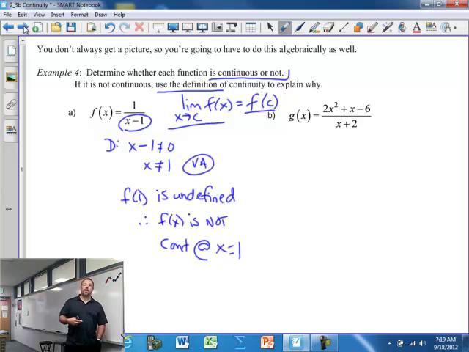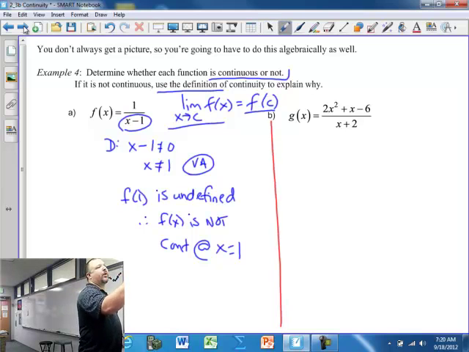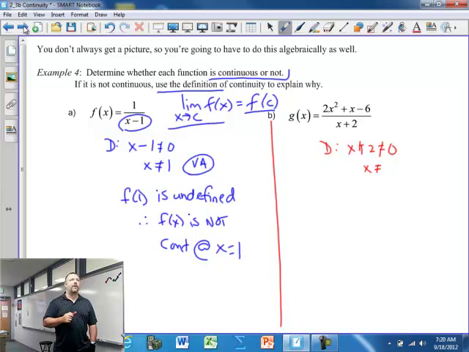Now, we could have checked the limit. We could have said that the limit as x approaches 1 is going to turn out to be positive or negative infinity, depending on which side of 1 we approach. It's not going to exist either. Either way, this fails for all kinds of reasons. Our second problem has the same basic issue. We have a domain issue at x equals negative 2. We say x plus 2 cannot equal 0, which means x cannot equal negative 2.